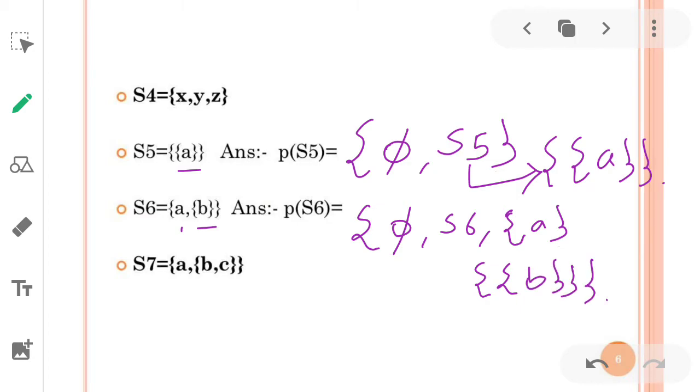So here we are writing set B in double curly brackets because set B is present as an element in set S6. So in power set we will write it in double curly brackets. S1 is solved, so you can solve the S7 example like S6 and S4 like S3.